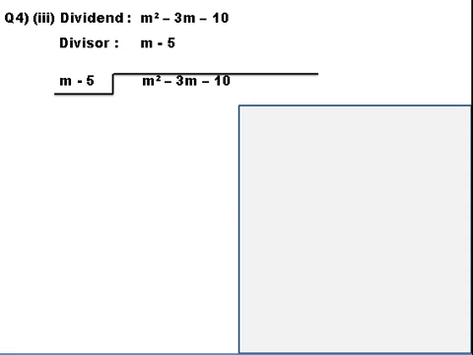Now we are going to divide it by m minus 5. So what you need to concentrate in here is the first term of the dividend and the first term of the divisor. Now you have to see what should be multiplied to the first term of the divisor to make it m square. Yes, we have to multiply it by m. So if you multiply it by m, what will it become? It will become m square, and this m will be multiplied to the second term of the divisor also. So it will be m into minus 5. So it will make it minus 5m. So the result after multiplying m to m minus 5 is m square minus 5m.